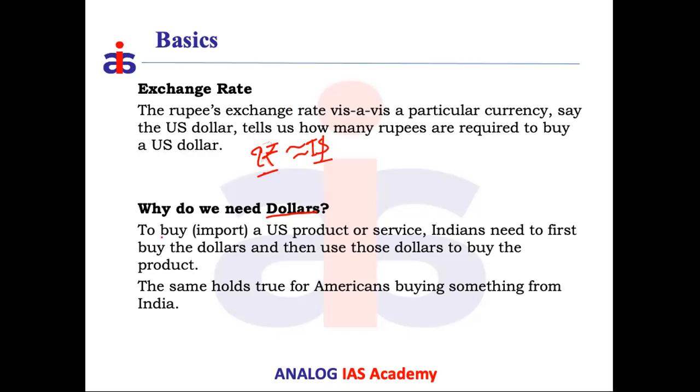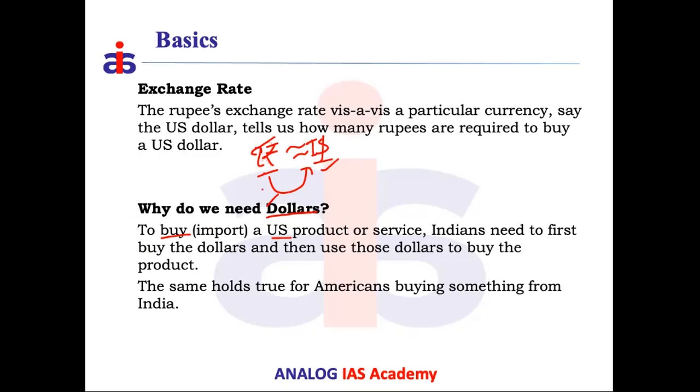Suppose we are buying anything from the US, we need to make the payment. We cannot make the payment in rupees, because the rupee is not their currency. They always demand their own currency. So Indian people should convert rupees into dollars, and these dollars will be used as payment for any import made from the US. That is why we need dollars.